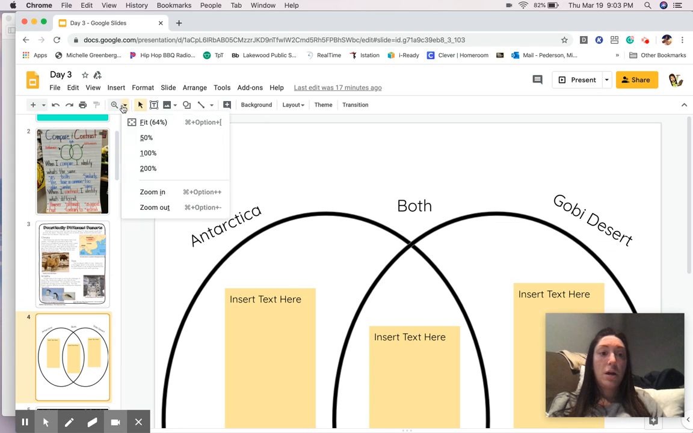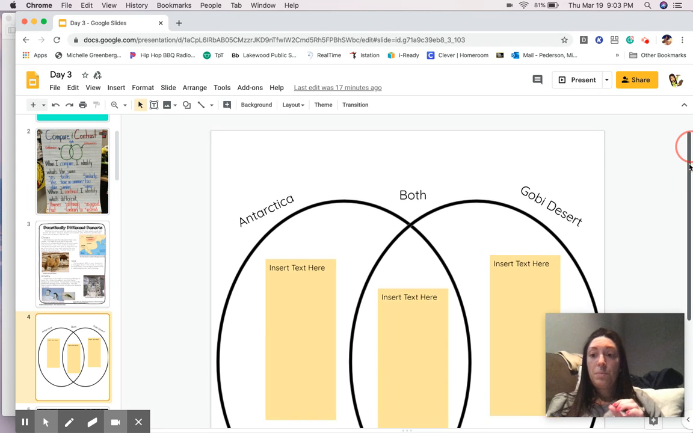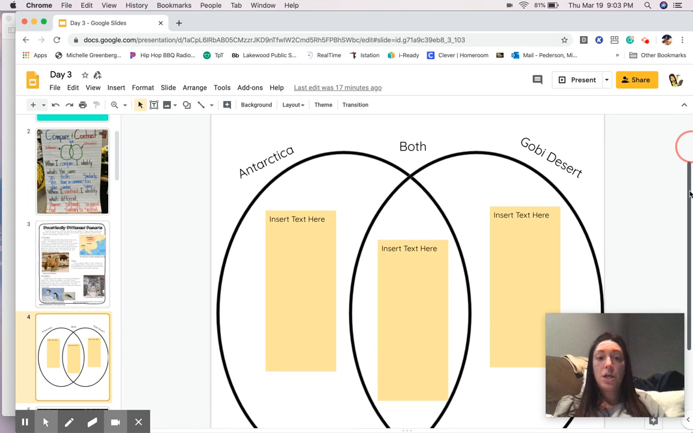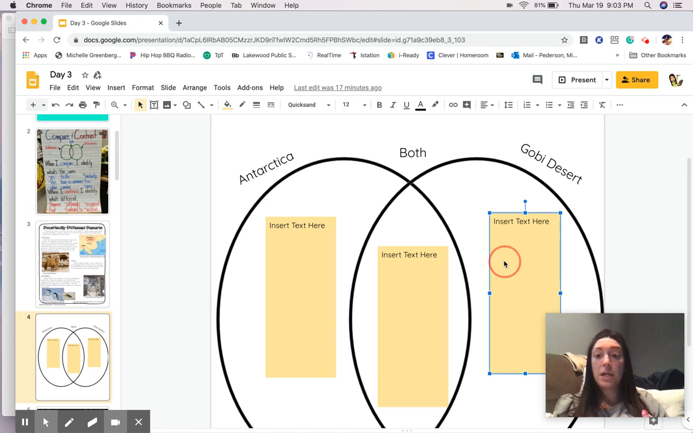And remember, this is Miss Peterson's copy, so you don't have to do this. You'll notice that I can put my answers for Antarctica in this text box, both of them, and then the Gobi Desert. So as I was reading, I took some notes, right? I took notes to see what I was going to write. That's why you guys have your notebook. So as you're reading, you can write how they're like and how they're different and take notes.